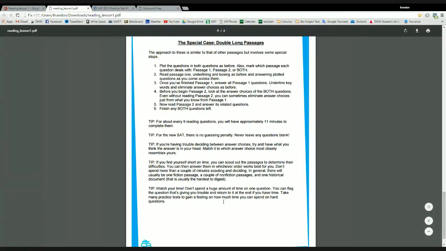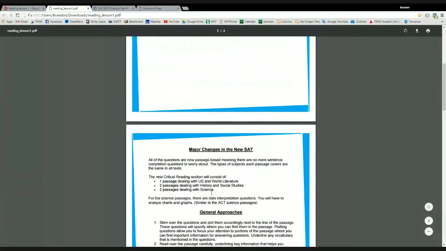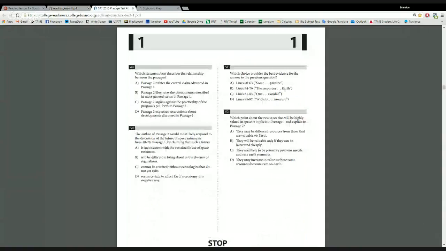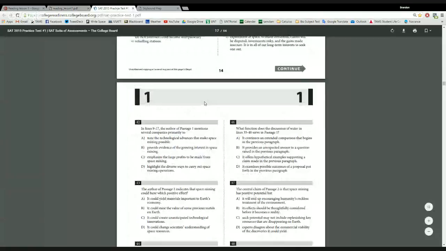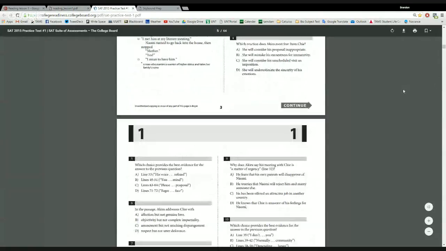So those are some tips. I just went through some single passage and double passage tips. Now we're going to apply the single passage tips to the first reading passage in the College Board test.